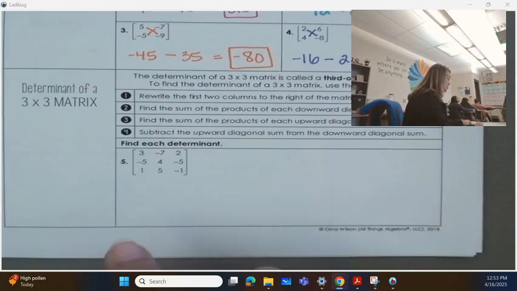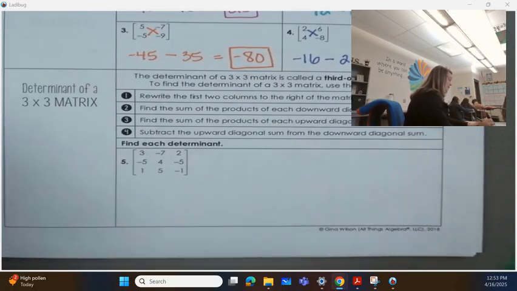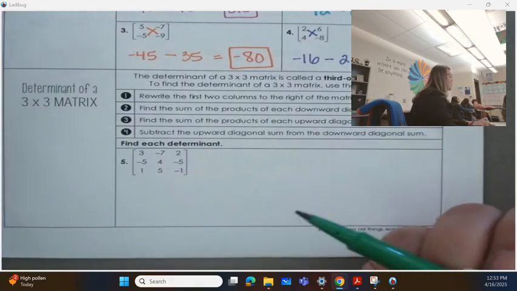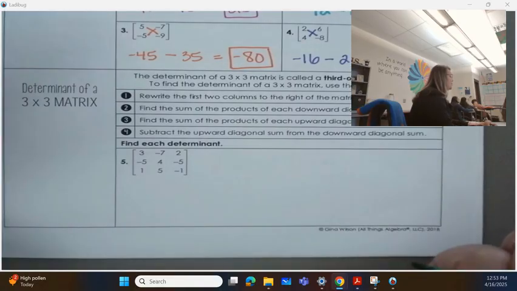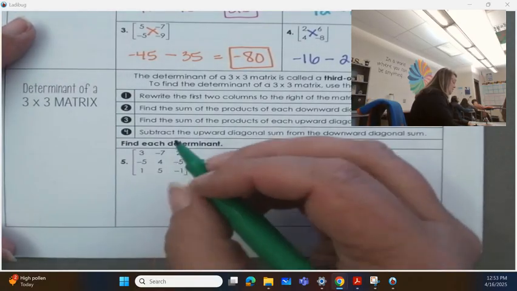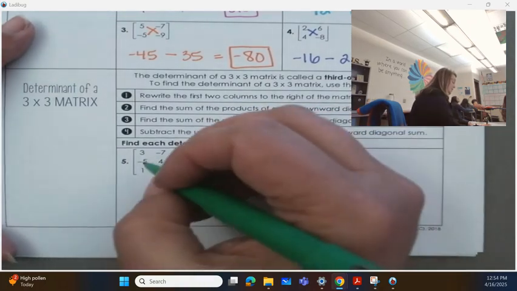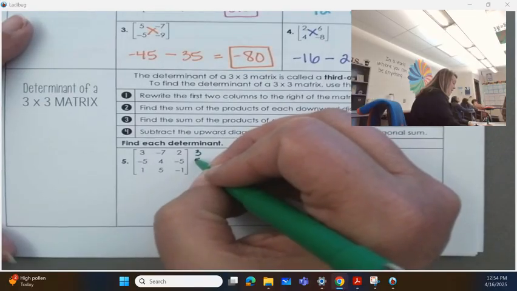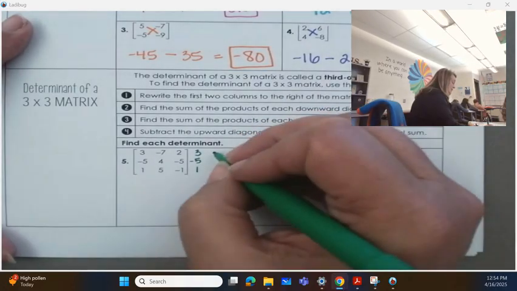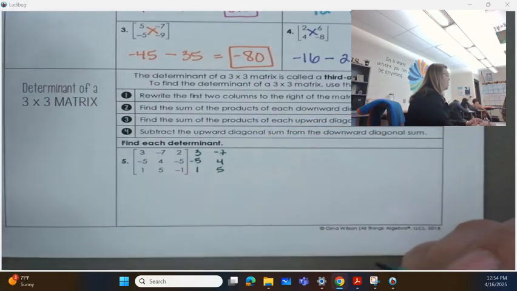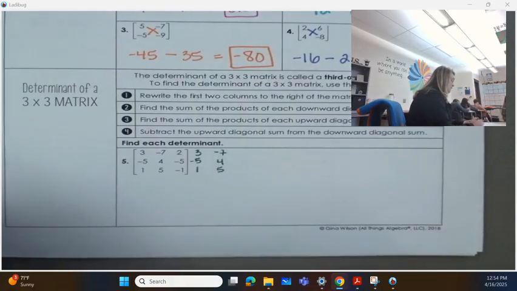And in order to find the determinant of a square 3x3, I'm going to do a similar process, but I have to add on some extra rows here to do my diagonal multiplication. So what I'm going to do is rewrite the first two columns to the right of the matrix. So I'm going to rewrite 3, -5, and 1, -7, 4, and 5. Rewrite the first two columns to the right of the matrix.